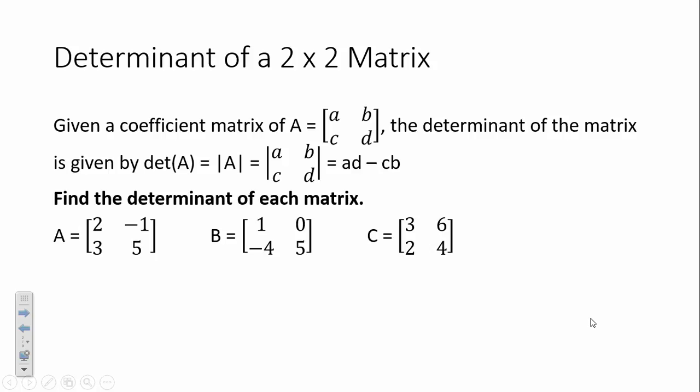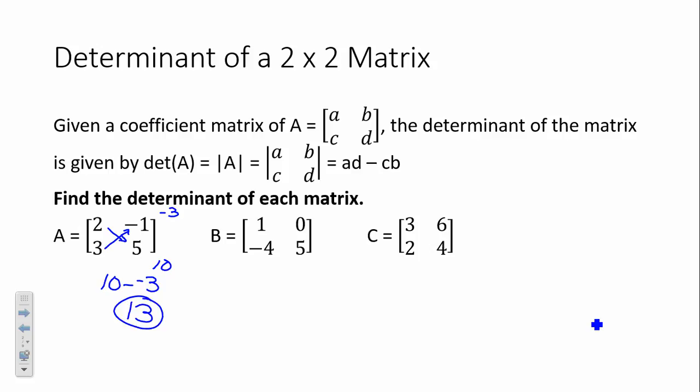So, starting that over, if we want to find the determinant of a matrix, we simply multiply the main diagonal and then subtract the minor diagonal. So if we want to find the determinant of this matrix A, we take the 2 times the 5 and get 10, and then on the minor diagonal we multiply and we get -3, and so we want to take the 10 minus that -3. So 10 plus 3 is 13.